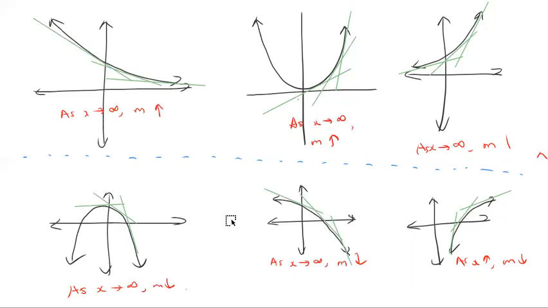So I don't have to be particularly technical with it. I mean, we will get there. So the top three, all of them have the gradient increasing as you go from left to right. And the bottom three all have the gradient decreasing as you go from left to right. So what sort of thing can you tell me about the curve if the gradient is increasing as you go from left to right?